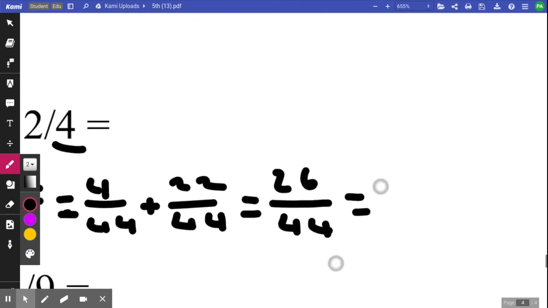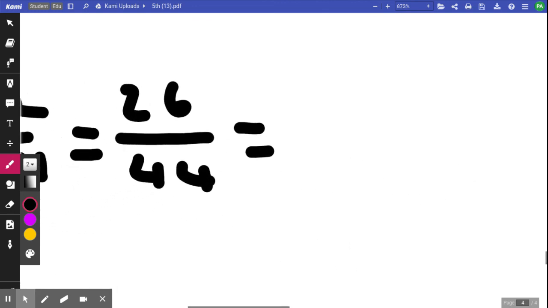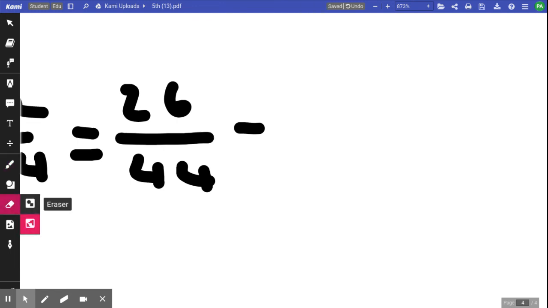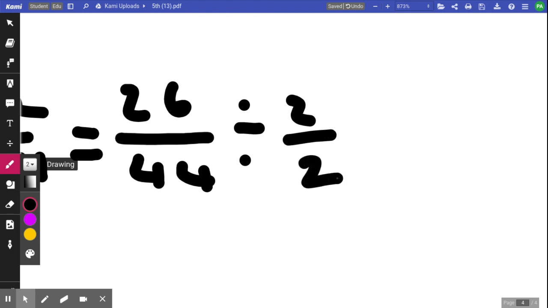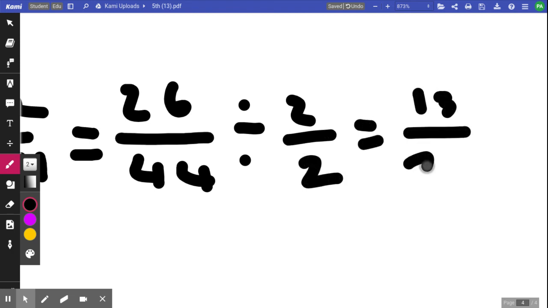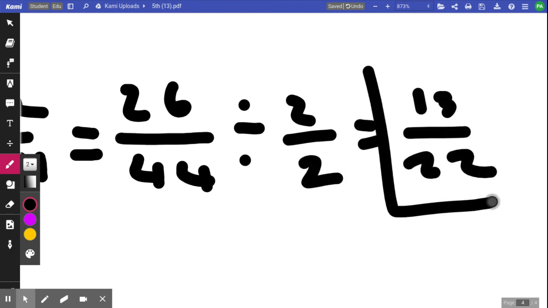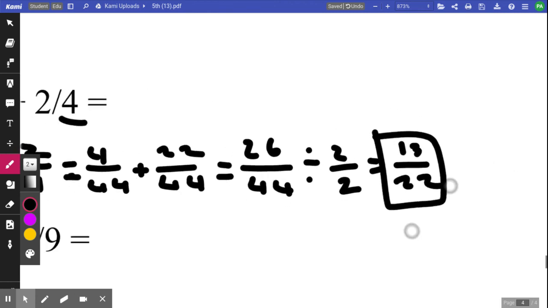And this is your answer, but we can simplify it by dividing by 2. Let's start off with 2. And you get 13 over 22, and you cannot simplify this any further, so that is your simplified and final answer.